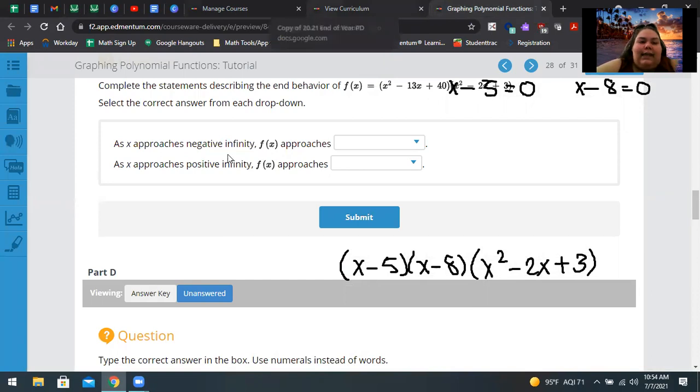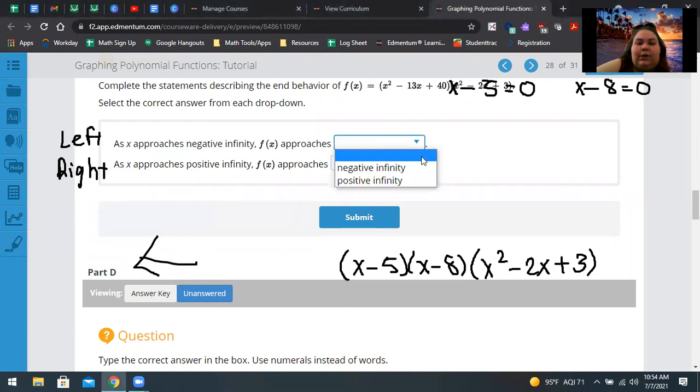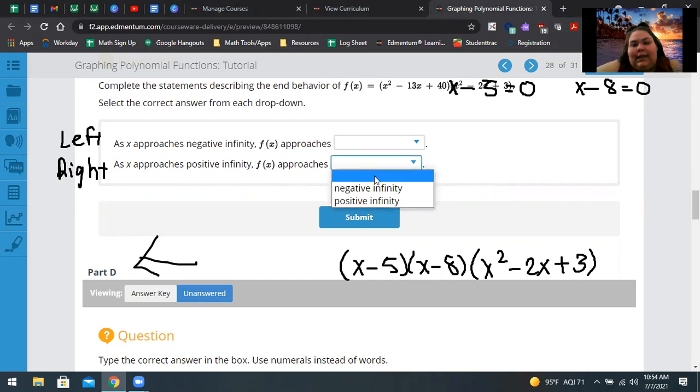So negative infinity on the x-axis is towards the left side. So this is the left side. And as x goes to positive infinity, meaning the right side. What happens if you follow the graph towards the left? Where does it go? To negative infinity or positive infinity? Same thing for the next one, but you're looking towards the right side of the graph. Is it going to negative or positive infinity?